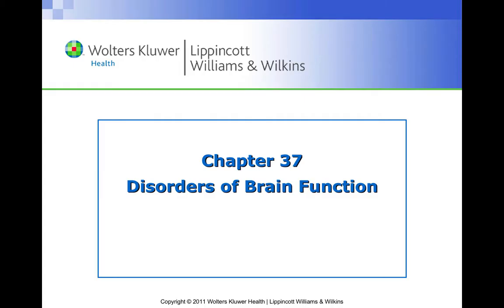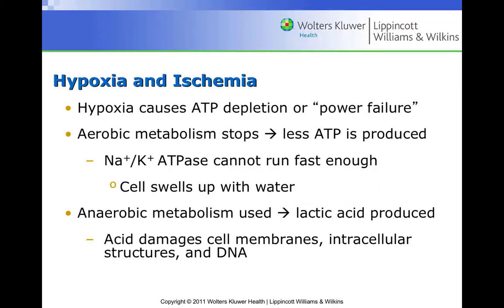Chapter 37, Disorders of Brain Function. So we know that the brain is highly dependent upon oxygenation. Hypoxia and ischemia are the two most common causes of brain dysfunction due to trauma.